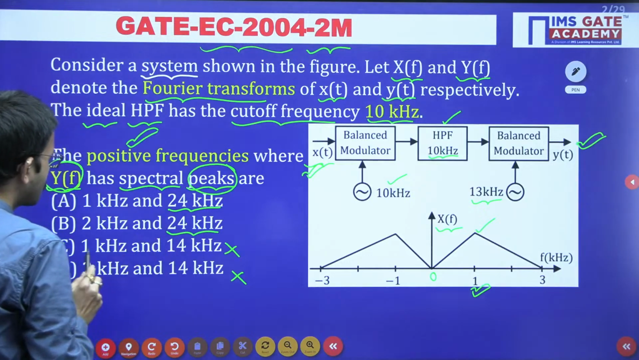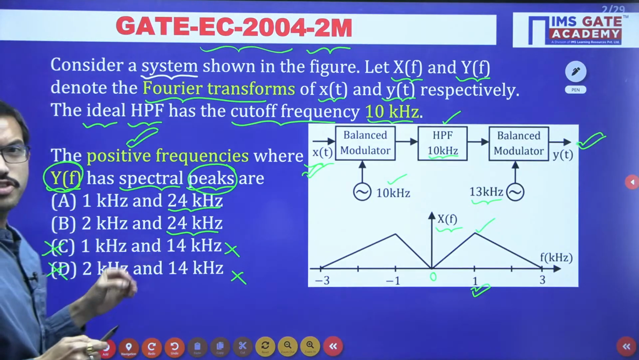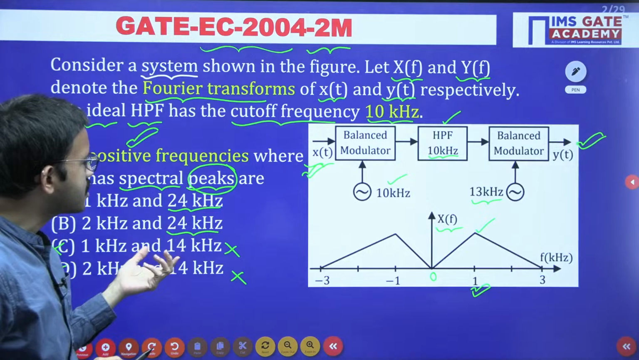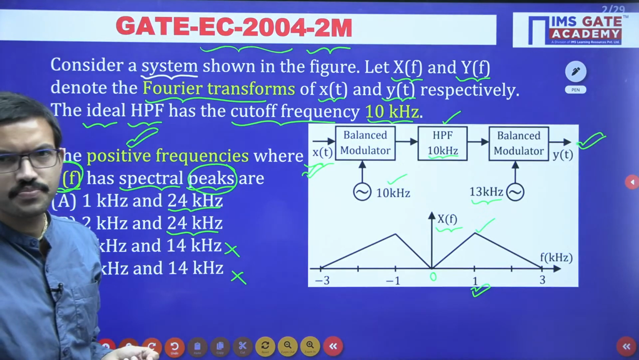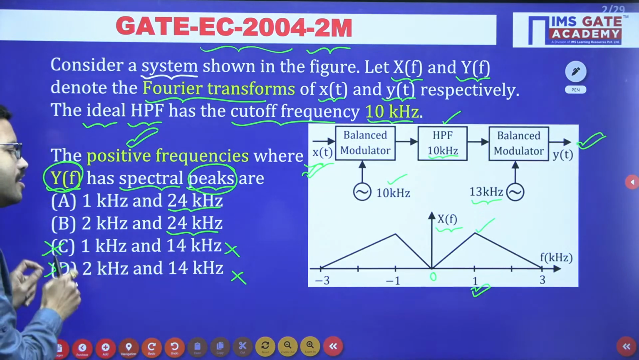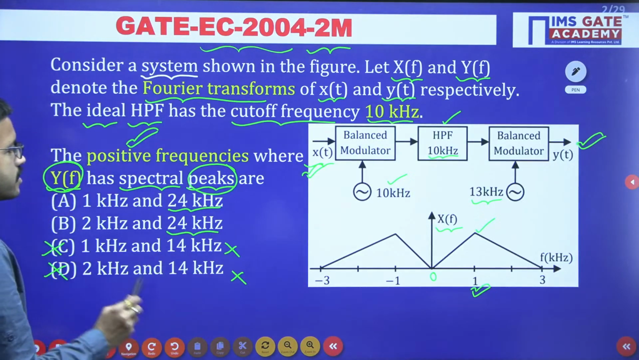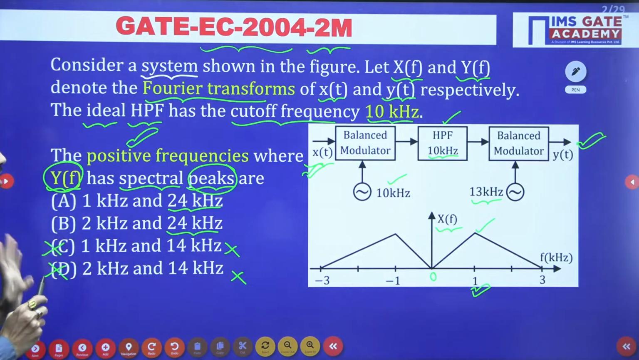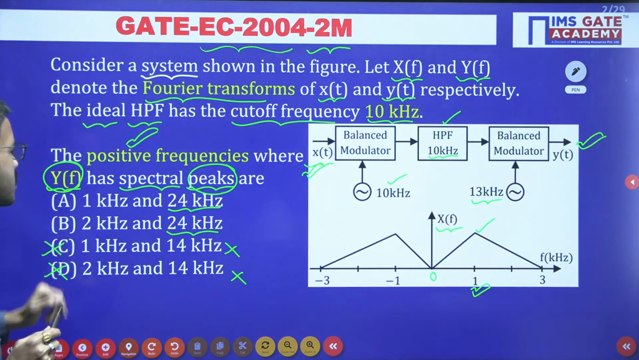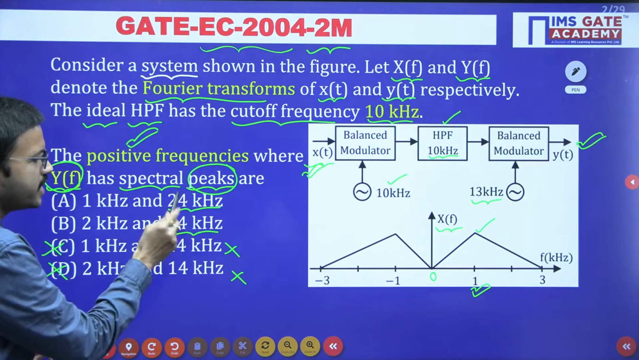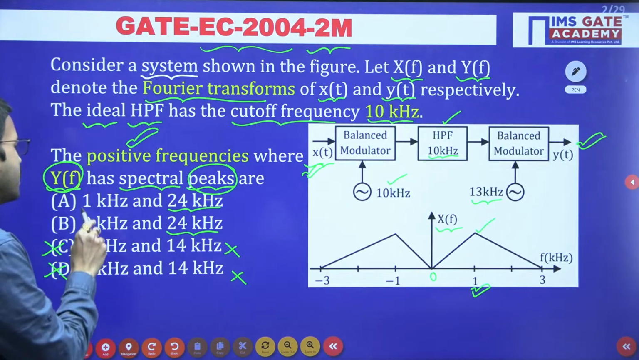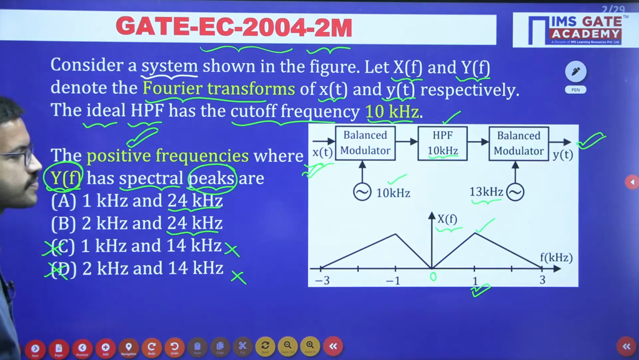So for this question, even if you don't know which one is the correct option, at least you can eliminate the wrong answers. Luckily you can eliminate 2 choices. So now 2 choices are left over. Among option A and option B, 24k is the same in both choices, but here you have 1k and 2k.